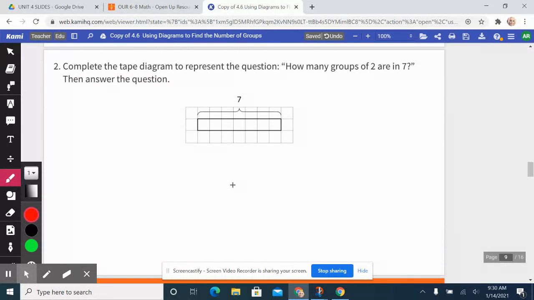Okay, so same page, I'm just moving on. So number 2, complete the tape diagram to answer this question. How many groups of 2 are in 7? Okay, so you're going to draw a little line here. That's 2. That's 4. That's 6. And you have 1 left over. So this is a group. This is a group. This is a group. And then you have 1 little left over, half. So the answer would be 3 1/2 groups. So that's what you'll write on number 2. And then we'll get moving on here.